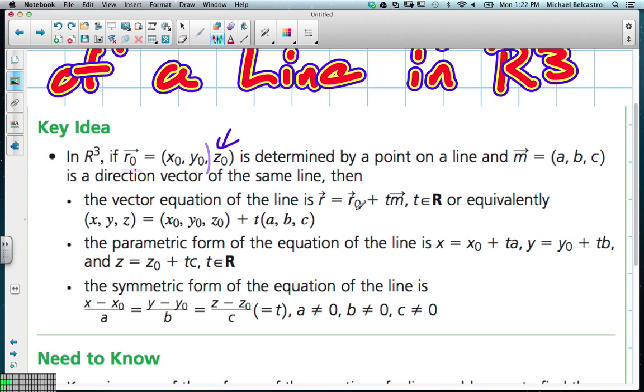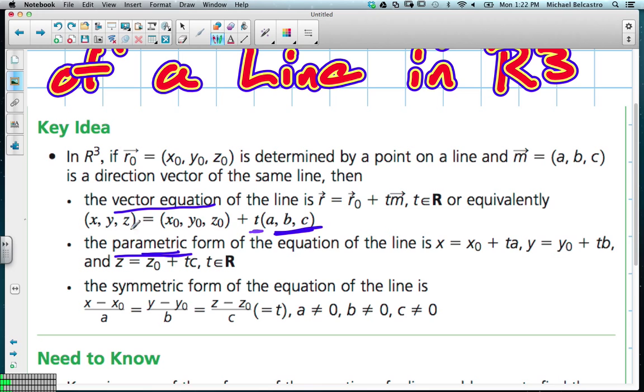And we can write it very similar to how we had before. In fact, this is the exact same as in 2 space. The only difference is our naught in this case has 3 coordinates, and our directional vector m also has 3 coordinates. Okay? And we know it can also look like this, where our x, y, and z are equal to x naught, y naught, z naught, so a coordinate on that vector, plus our parameter multiplied by our directional vector. That's for a vector equation.